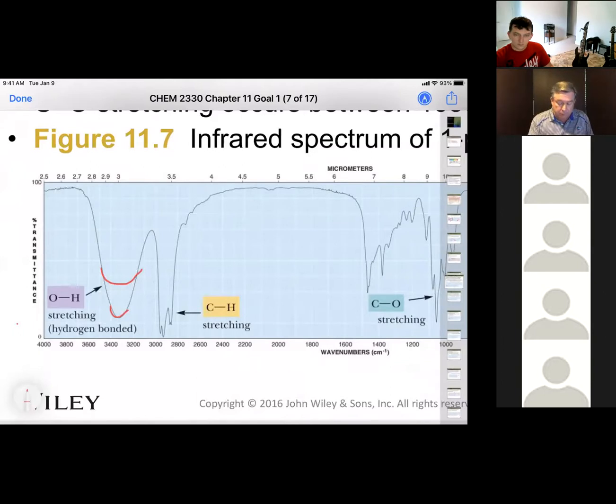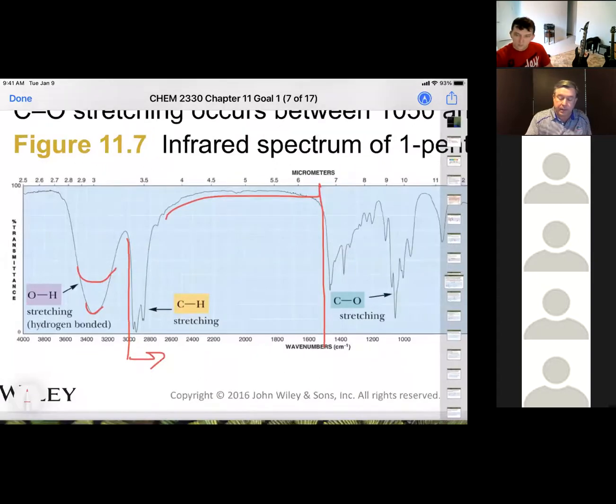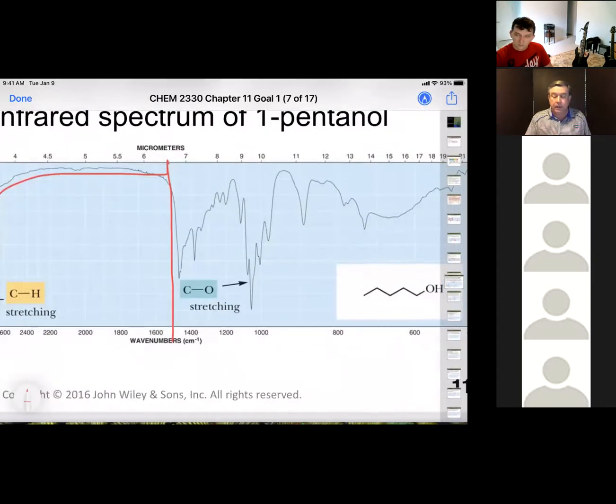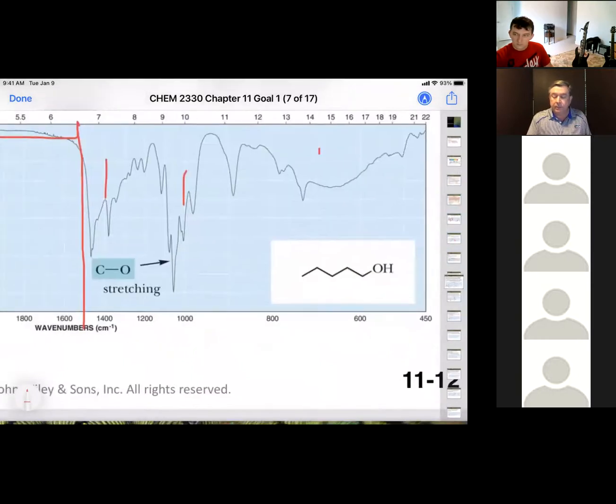And again, we draw a line on our 3,000 mark. We only have hydrogens on carbons that are sp3 hybridized because we have no other sharp peaks above 3,000. And then we go nothing, nothing, nothing, nothing. Here's 1,500 mark, which means we have no triple bonds, no double bonds, no carbon oxygen double bonds. Everything else is our carbon oxygen and carbon carbon bonds down here. So that means we have an alcohol with just an alkane.